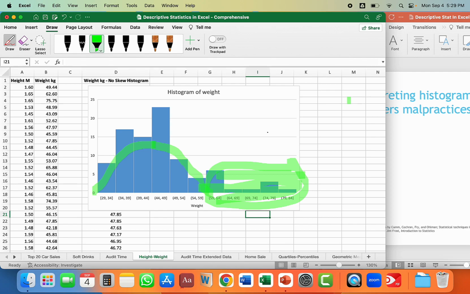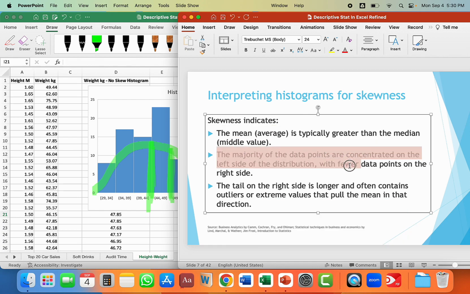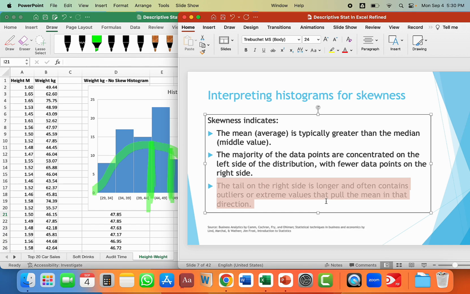Third information is about the median. In a normal histogram, this should be the median, which means the central value. But in this case, because there are some larger values in the data, they will drag the mean of this distribution to somewhere here. The mean is typically greater than the median, and the majority of data points are concentrated on the left side, and those on the right side will create a tail on the right side.